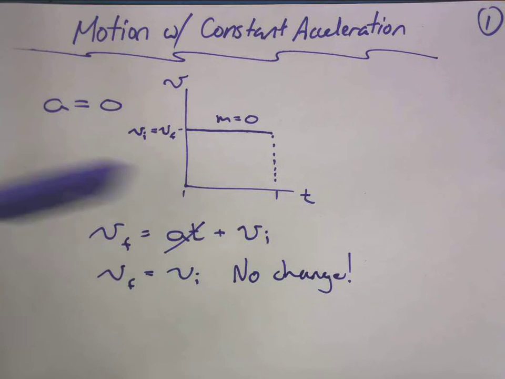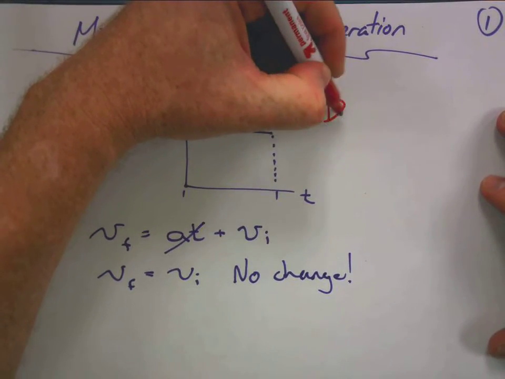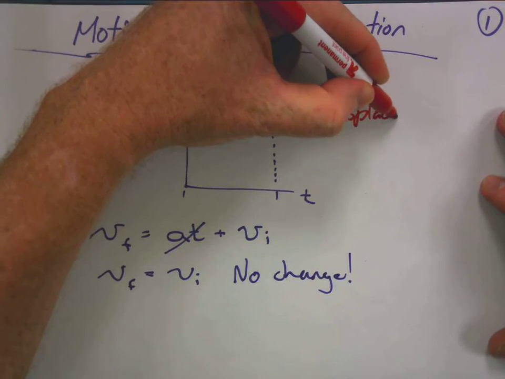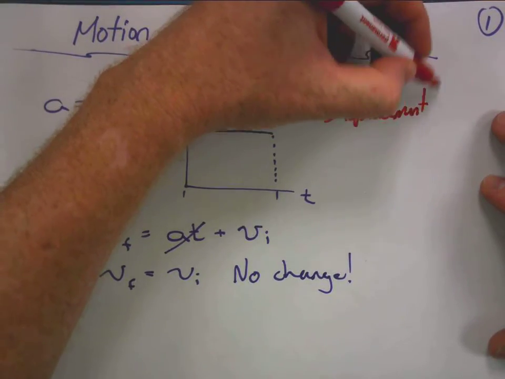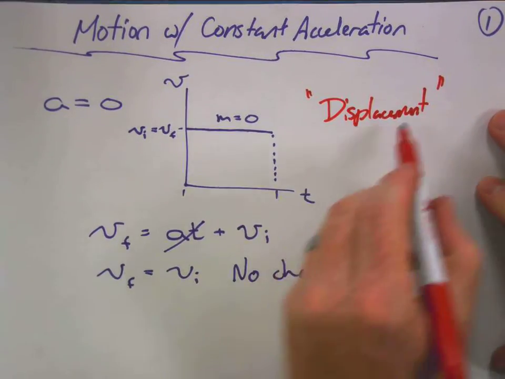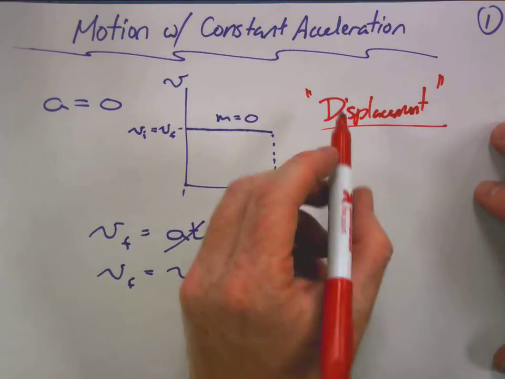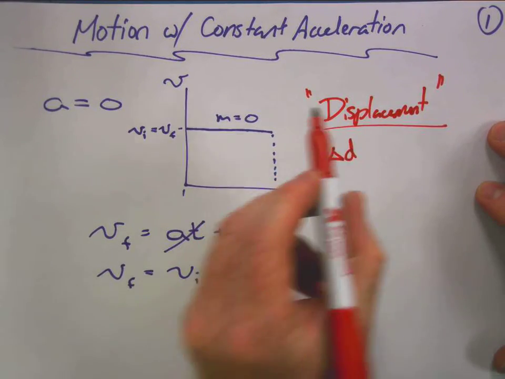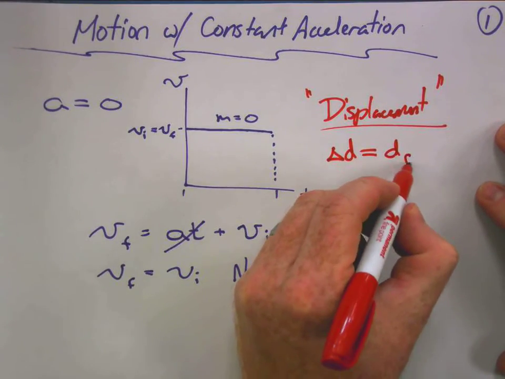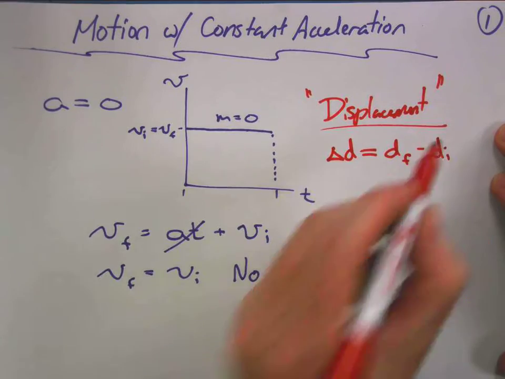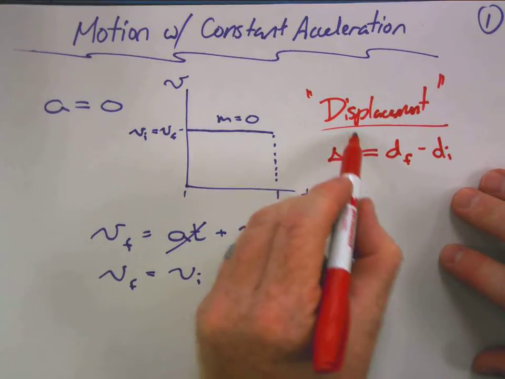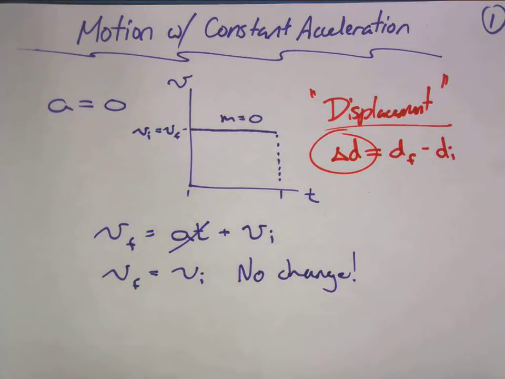Can this graph be used to figure out the displacement of the object? In other words, how far the object traveled. This word displacement is a word you want to know, and it simply means the difference between your final position and your initial position. So displacement is usually delta D for us, and that's going to be our final position minus our initial position. Okay, so this guy is the displacement right there.